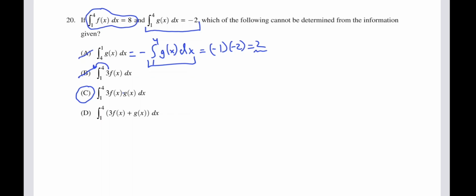D we can do because we can pull the 3 out as a coefficient for the f of x and then add that with the g of x bounds from 1 through 4. So D we can get, but we cannot get C. So C would be the only one that cannot be determined from the information given.